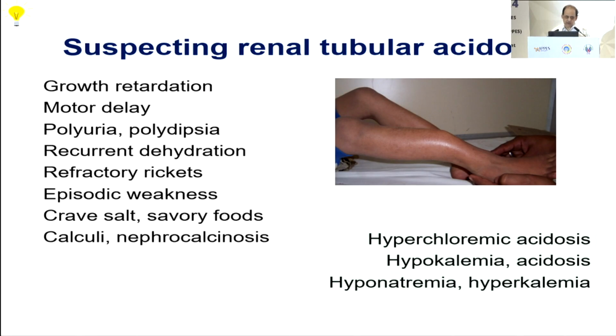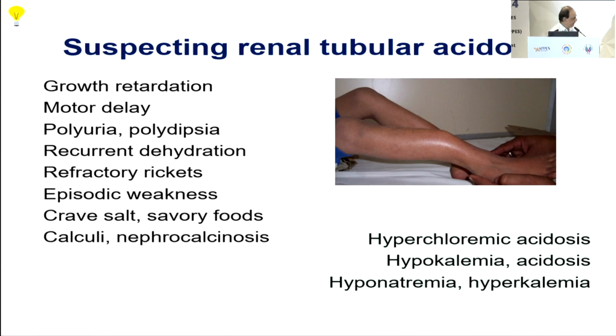Now for clinicians, when would you suspect RTA? I'm sure you're well aware of this. If you've got short stature, failure to thrive, motor delay, multiple episodes of hypokalemic weakness, fractures, rickets, liking savory or salty products, polyuria, polydipsia, and very rarely hypertension. I don't know whether we've written hypertension here, but hypertension is rare in RTA. It's a very rare kind of RTA that would cause it. And obviously then calculi and nephrocalcinosis. So these are the various clinical situations wherein one would suspect renal tubular acidosis.